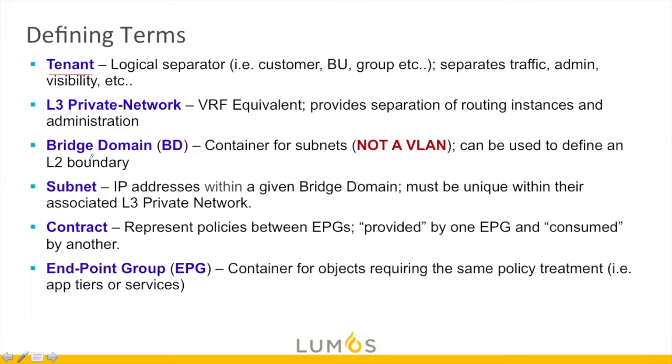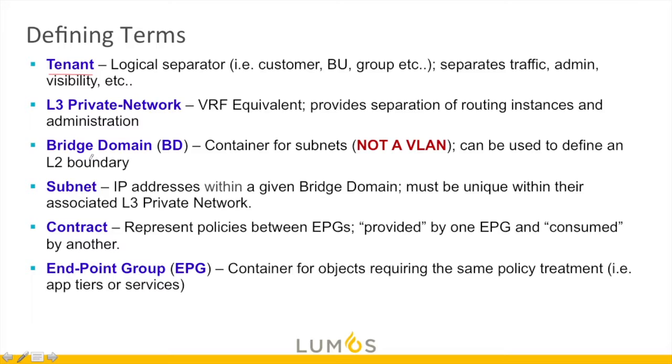So tenancies in ACI can be used a multitude of ways. You can just create one tenant. That's fine. You can create a production tenant, a test tenant, a dev tenant, a QA tenant, etc. You can have different business units. You can have different project groups. You can have different organizations within your group. For example, you've got one group that maintains your next generation applications, another group that maintains your legacy applications. You can put them in different tenants.